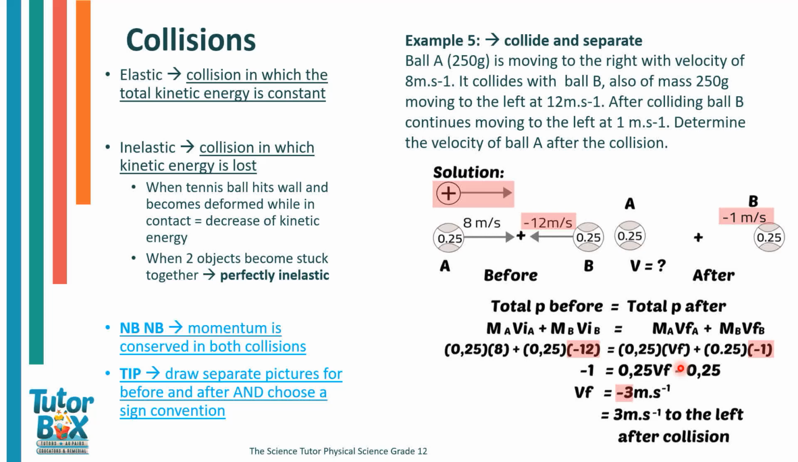We know the final velocity of B is minus 1. So we work that out and we get a final velocity of minus 3 meters per second. So all that minus means is it is that direction, which is to the left after the collision.